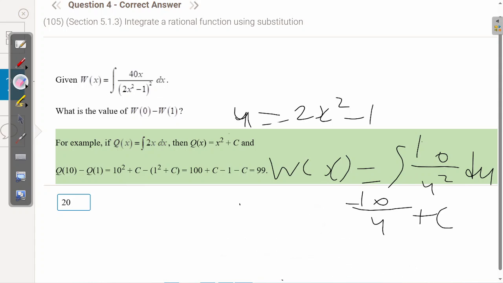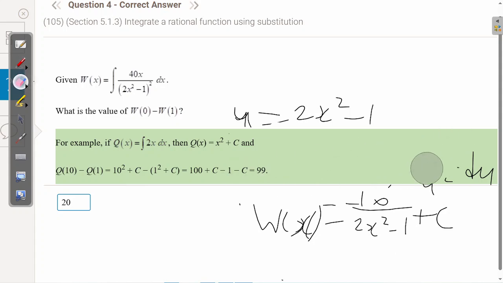So, okay, this is w of x, we found it. But wait, it's w of x, not of u. So let's put the u back in. So we put, instead of u, 2x squared minus 1. Now we have w of x done. And now they want w of 0 minus w of 1. So we substitute in 0 and 1.